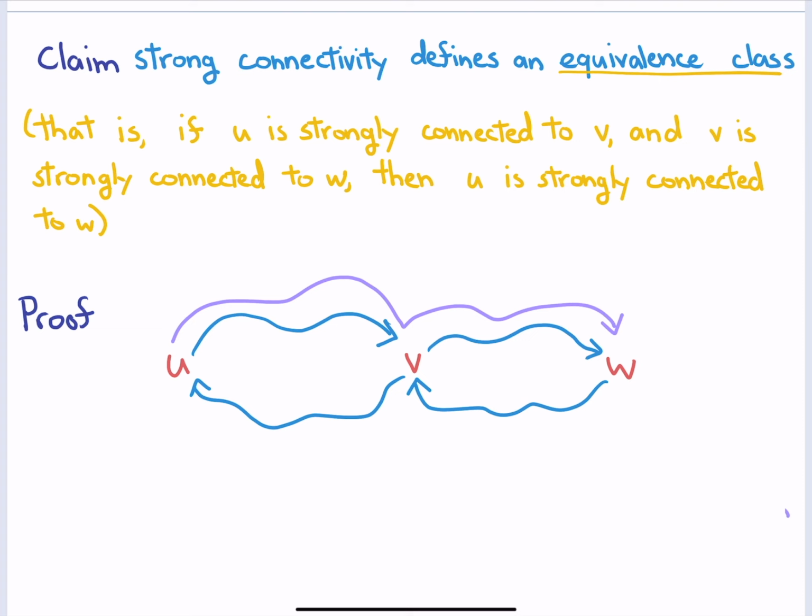And of course, in the opposite direction, if I wanted to go from W to U, then I know that I'm able to get from W to V, and I'm able to get from V to U. That gives me a way to get from W to U. Okay. All right, so no big deal. Okay, great.